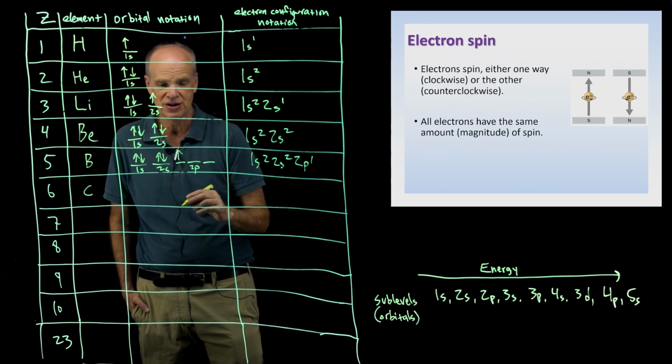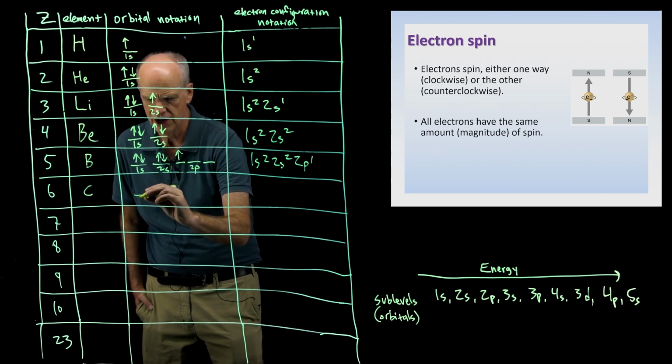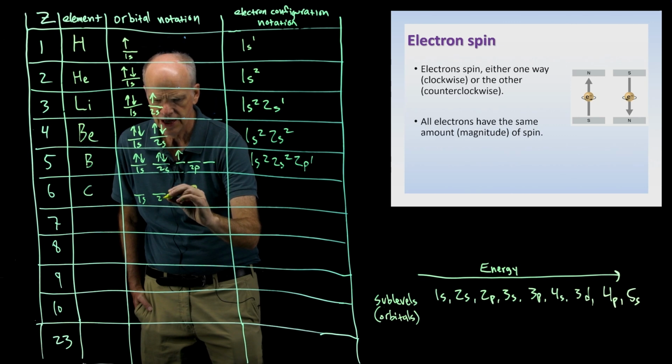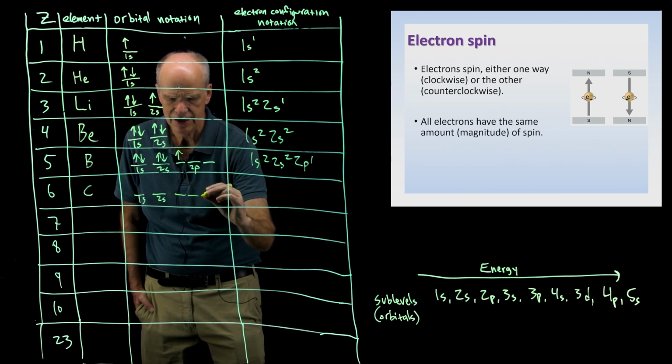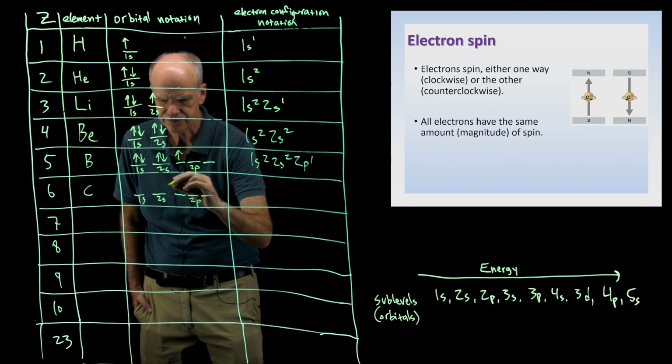Okay. Now we get to atomic number 6, which is carbon. And so let's go ahead and try to write out its configuration. So we have 1s, 2s, and then 3 2p orbitals.